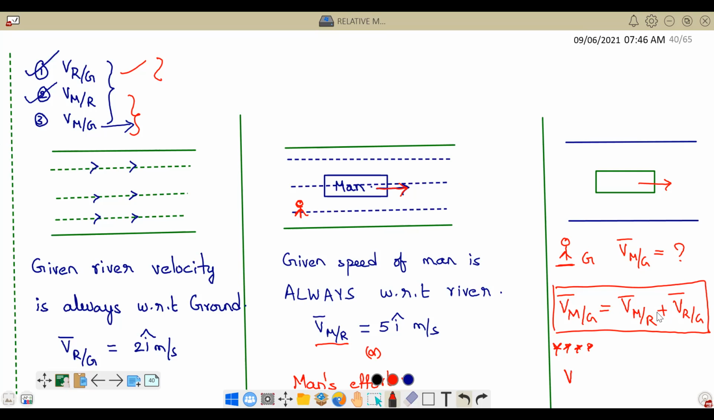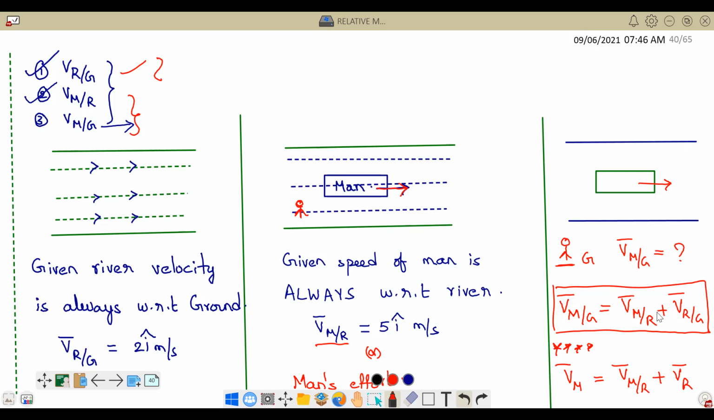Sometimes they'll also write it as velocity of man is equal to velocity of man with respect to river plus velocity of river, in some textbooks. Is it clear? Yes, sir. Yeah. So please write down.